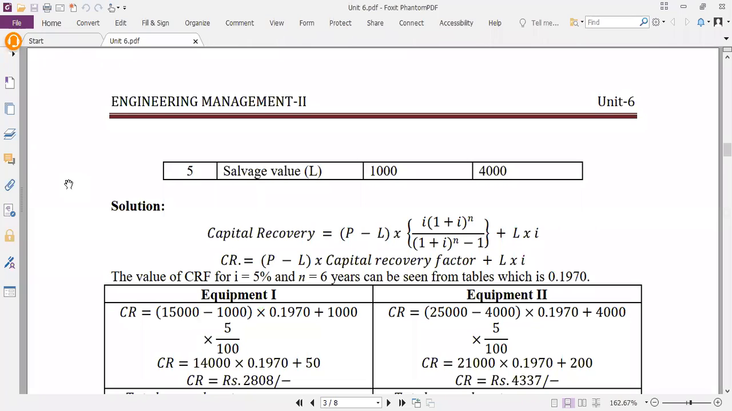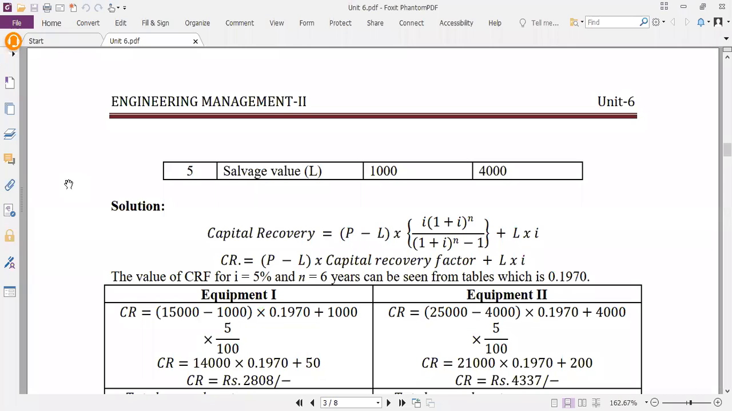Then, before calculating capital recovery, we should calculate the capital recovery factor, and if you put the values of I and N in the curly bracket formula, you will get the value 0.1970. And as it is the same for both the equipment, we do not need to calculate it 2 times. Once is sufficient.